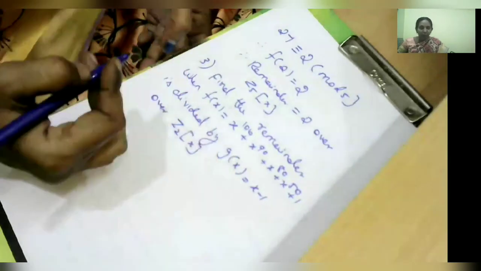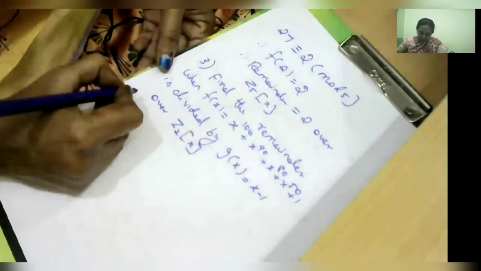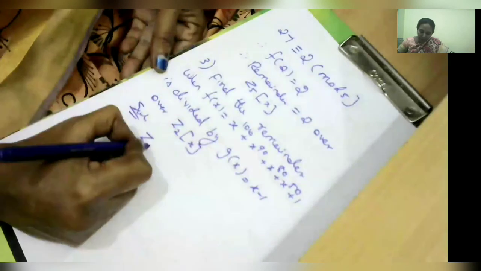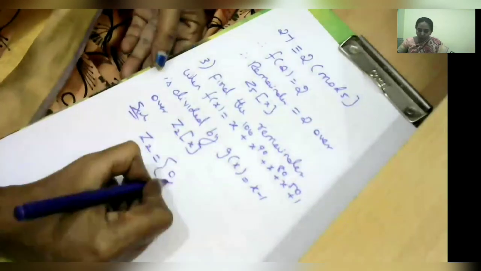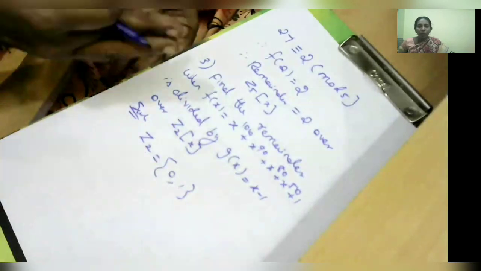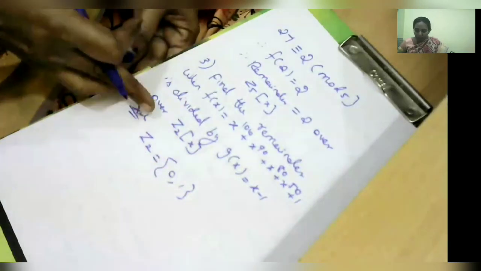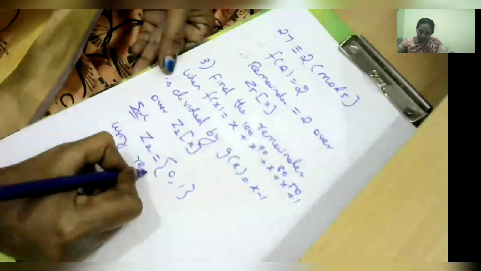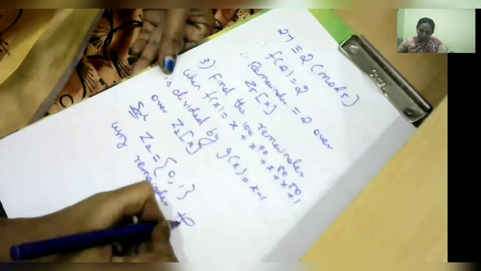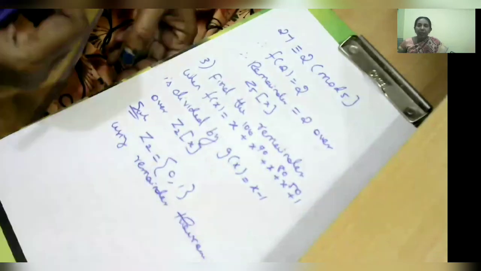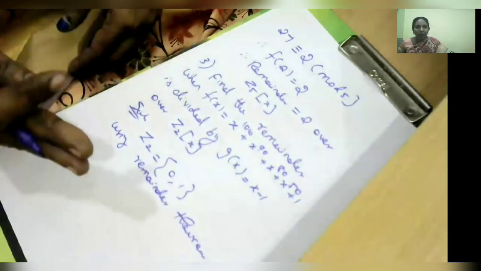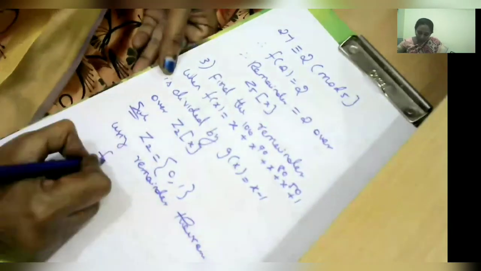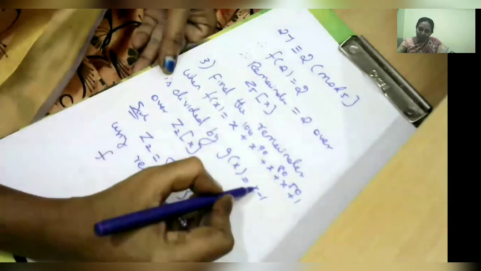So the question is, you have to find the remainder of the given polynomial when it is divided by x minus 1. Solution: what is Z2? Z2 is the set of integers starting from 0 and it contains only 2 elements, 0 and 1. After that use our remainder theorem. The remainder theorem says that when a polynomial f of x is divided by x minus a, then f of a is the remainder.